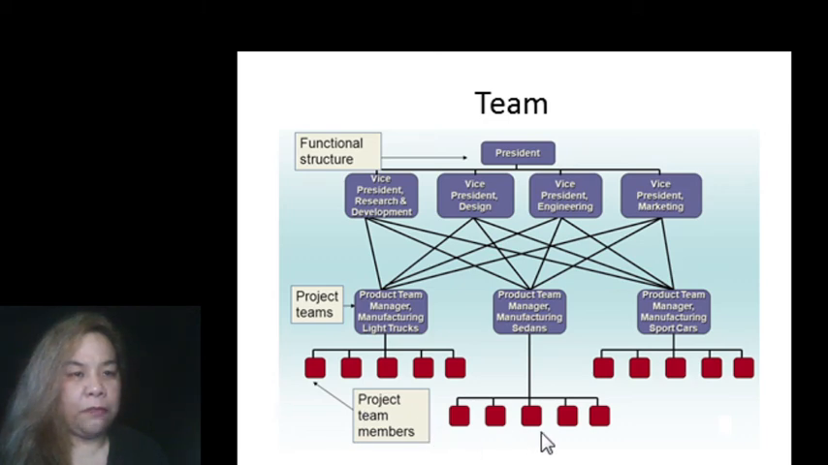So usually for matrix type, it's temporary. Once the project is over, then that's it. They can change the matrix structure later when there's a new project coming in. In most cases, for team structures, they're more or less permanent, though there may also be instances where the teams may be temporary.